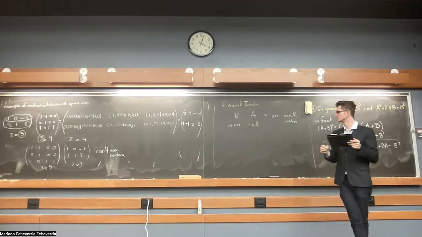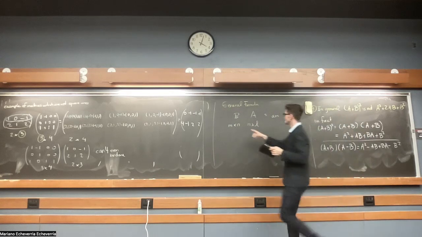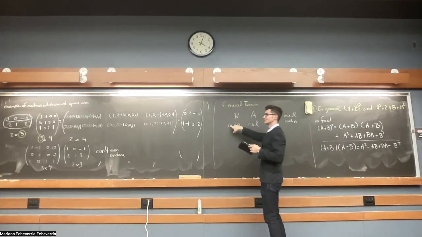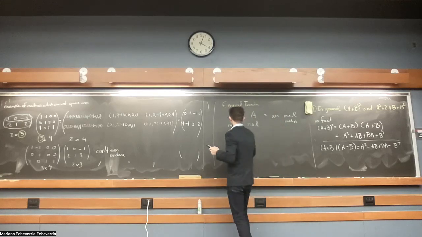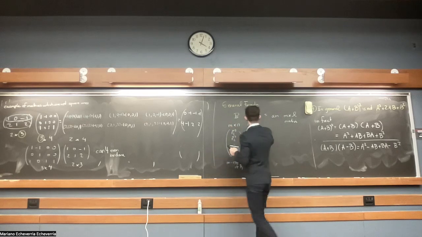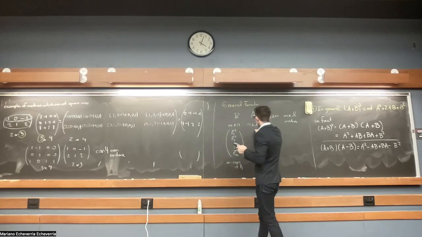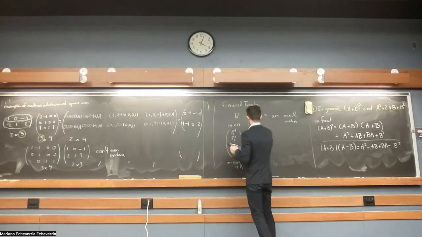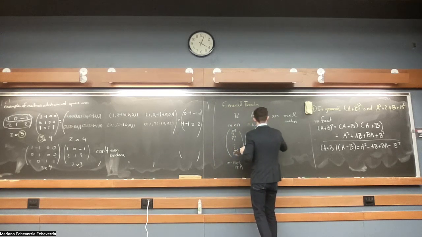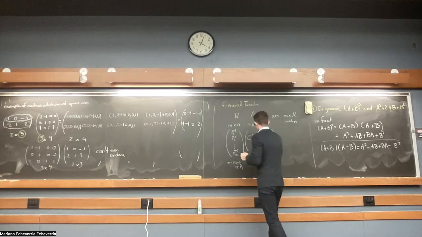Okay. So since B is M times N, that means that it has M rows. So you can call this row 1, row 2, up to row M. So these are the M rows of B. And A has L columns. This notation is kind of useful. So column 1, column 2, up to column L. So these are the L columns of A.